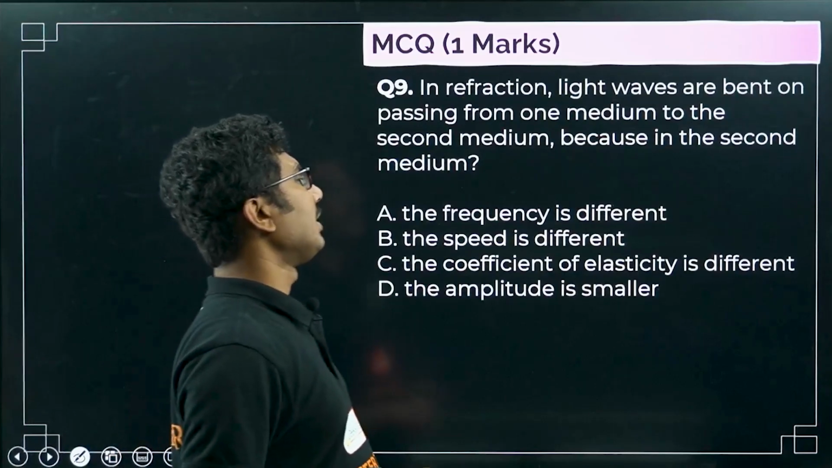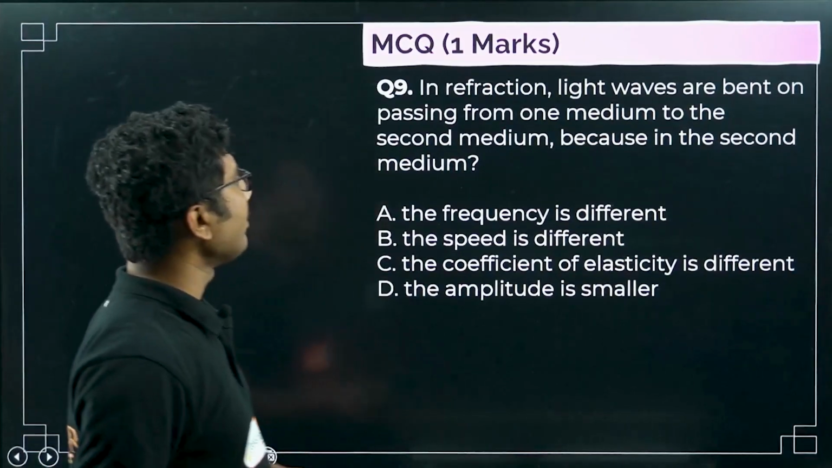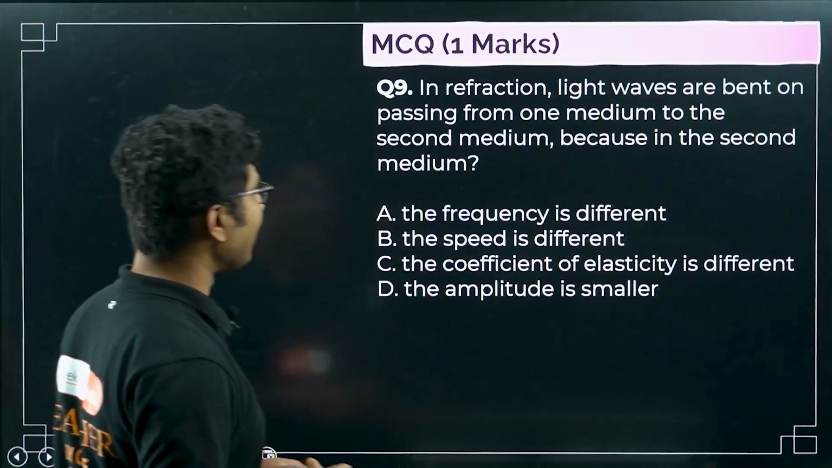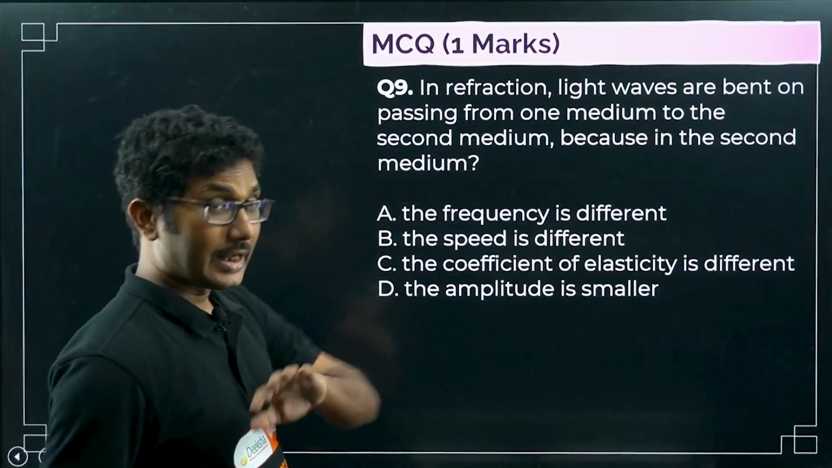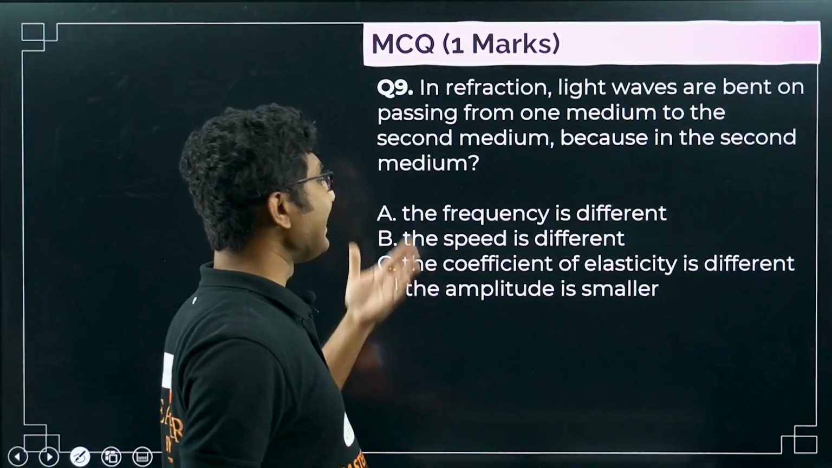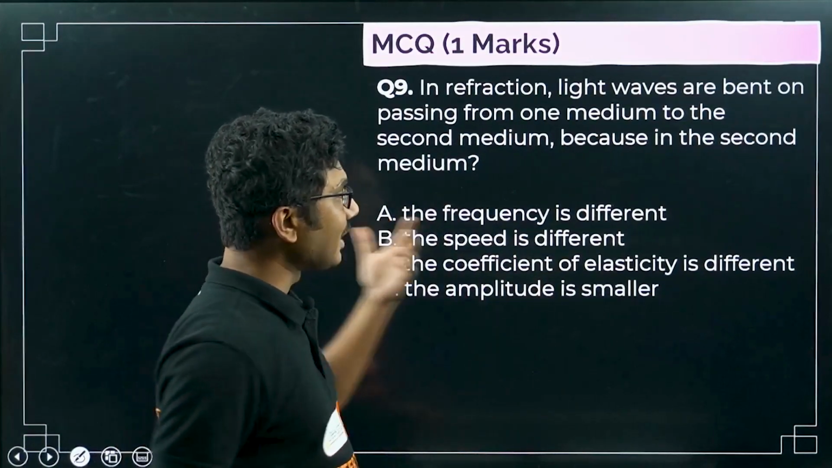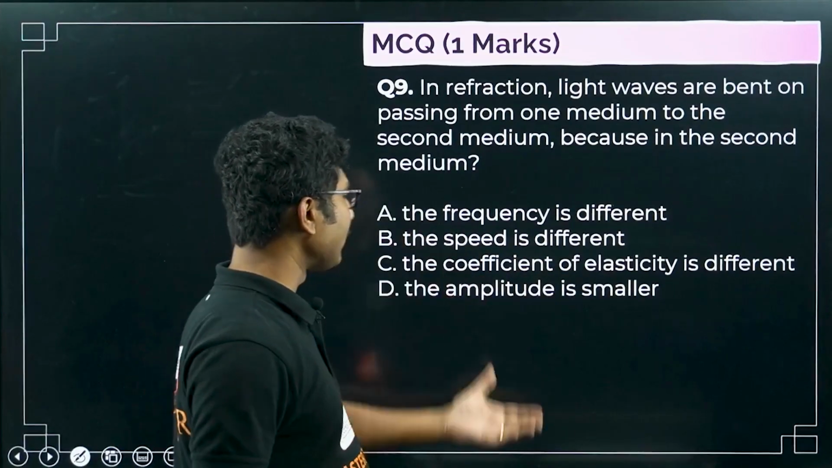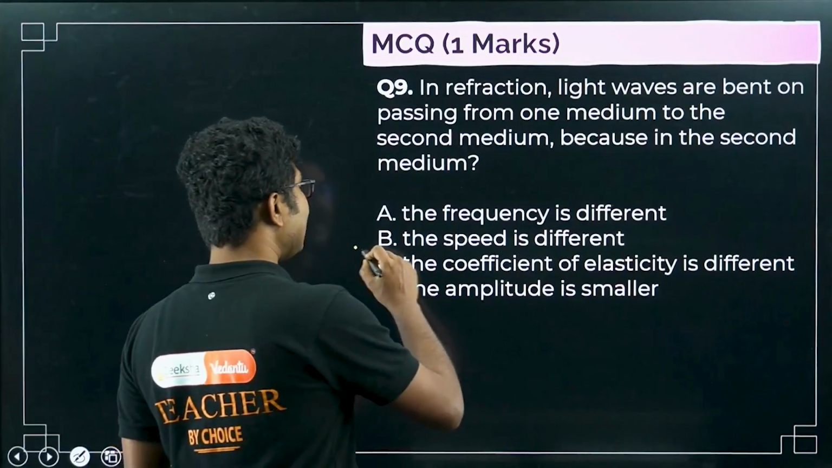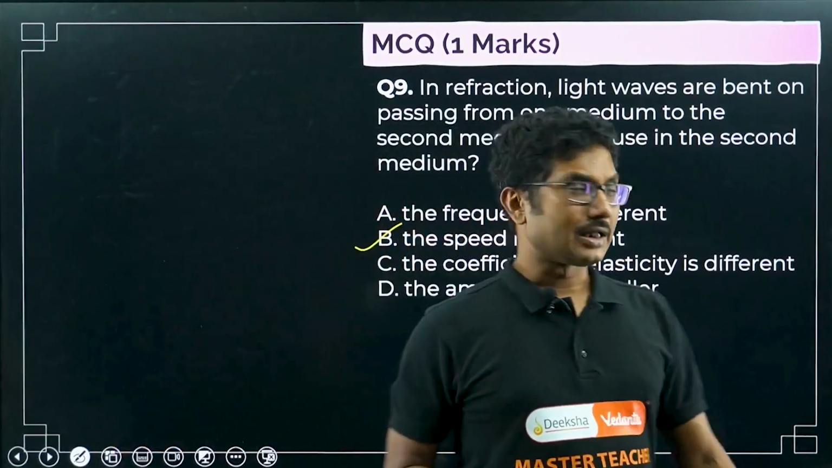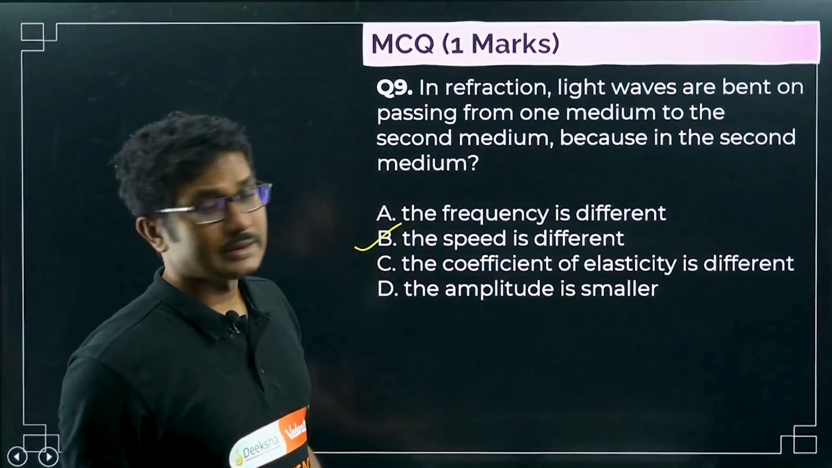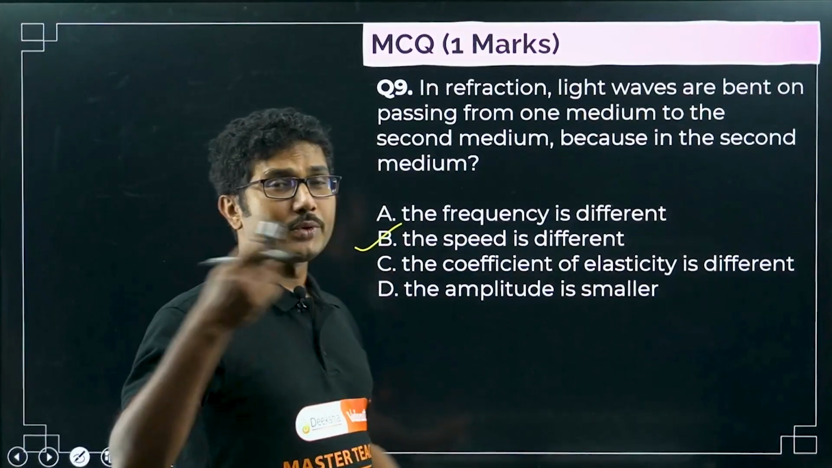Now let's move on to the next part. In refraction, light waves are bent on passing from one medium to the second medium because in the second medium the frequency is different. Again a similar question; frequency is obviously not different, frequency is the same. The speed is different, the coefficient of elasticity is different, the amplitude is smaller. Amplitude does not matter; the only thing is speed is different, that's why it bends. Other options are incorrect. Frequency is the same, coefficient of elasticity does not matter, and amplitude of the wave does not matter.